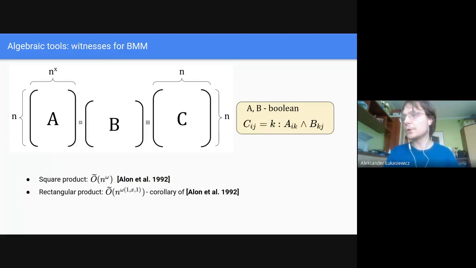We will also use witnesses for Boolean matrix multiplication. The important thing is that if we don't care whether our witness is maximum, and we only care about extracting any witness, this can be done in time very similar to normal matrix multiplication, which was shown by Alon et al. in the 90s.